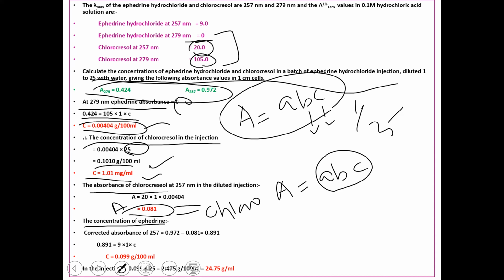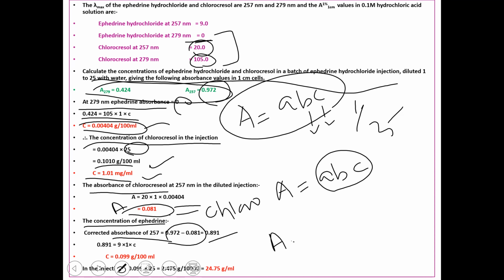What is that? You have to calculate the concentration of ephedrine. So the corrected absorbance, because chlorocrazole is another drug which is interfering, you have to mask the interference due to that drug. That drug has absorbance of 0.081, which is subtracted from the absorbance of ephedrine, that is 0.972 at 257 nanometer. So when you subtract, you get 0.891. So that is nothing but absorbance.